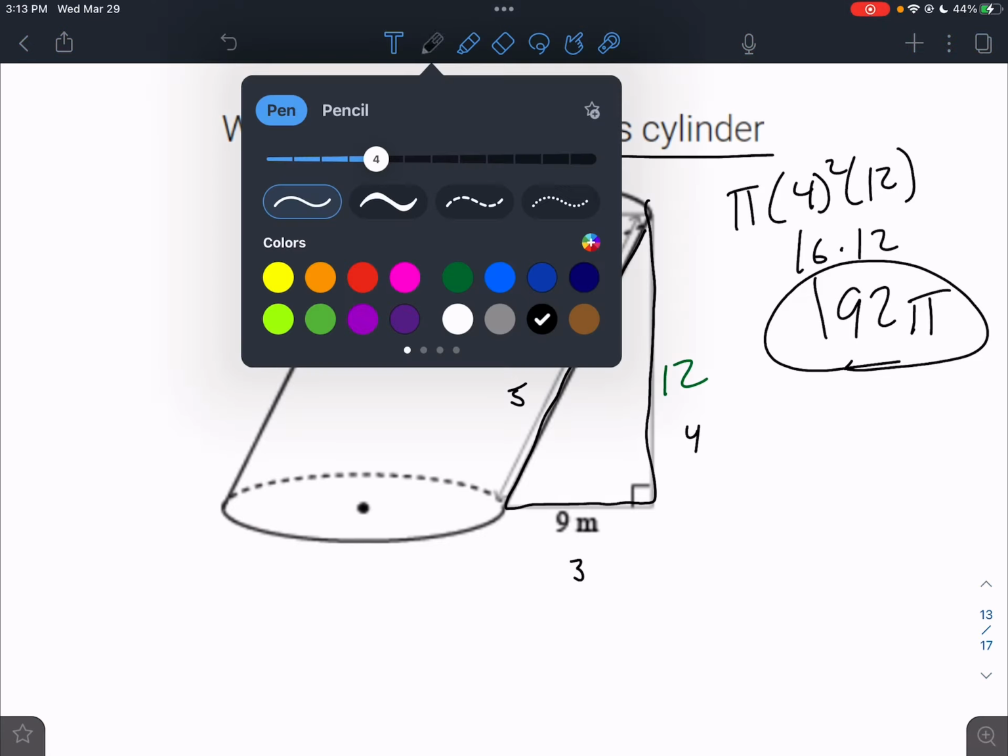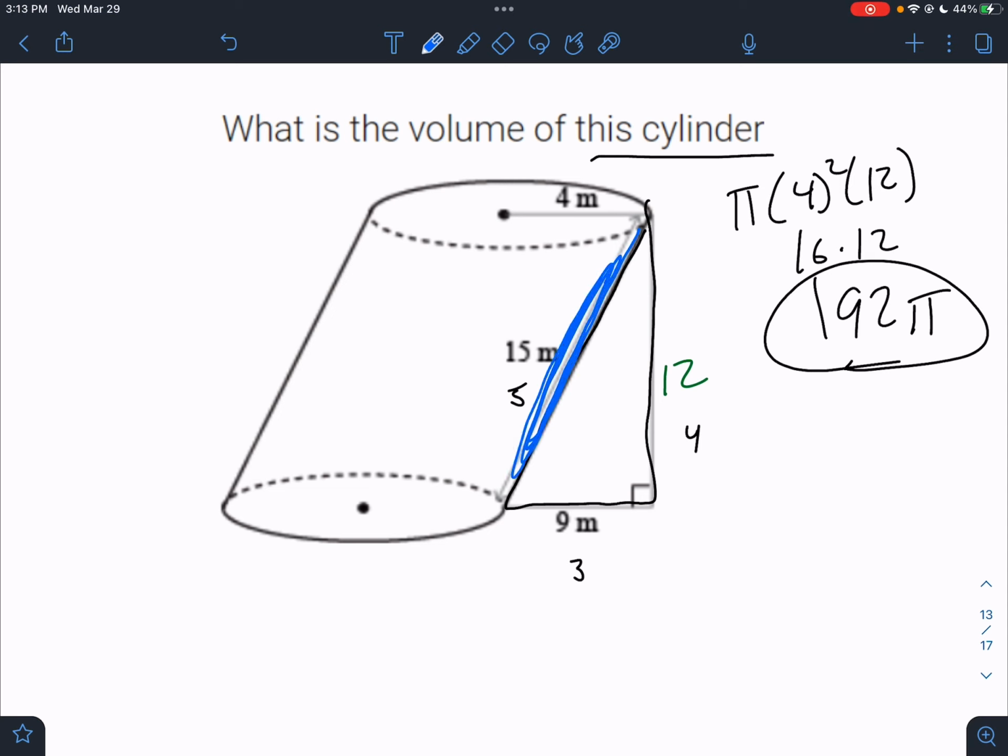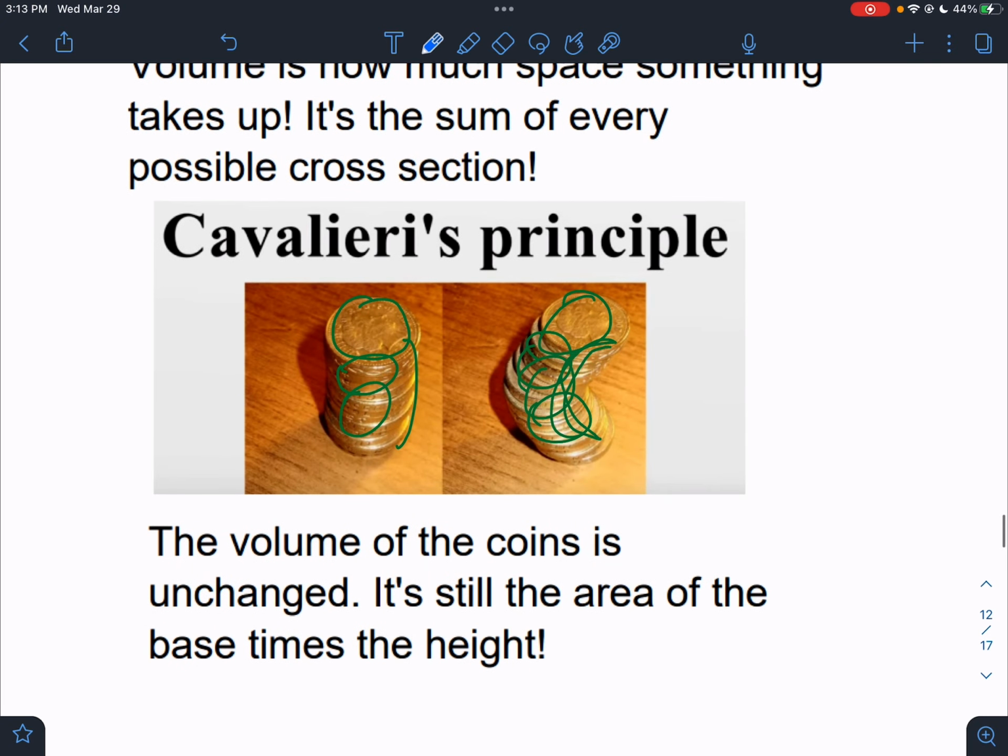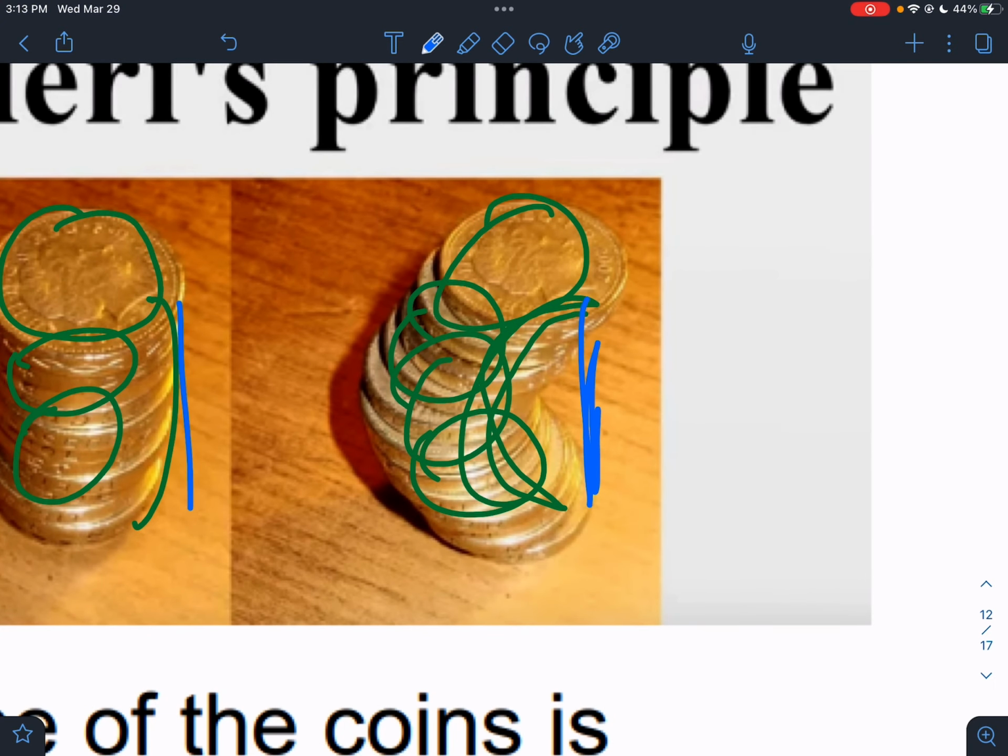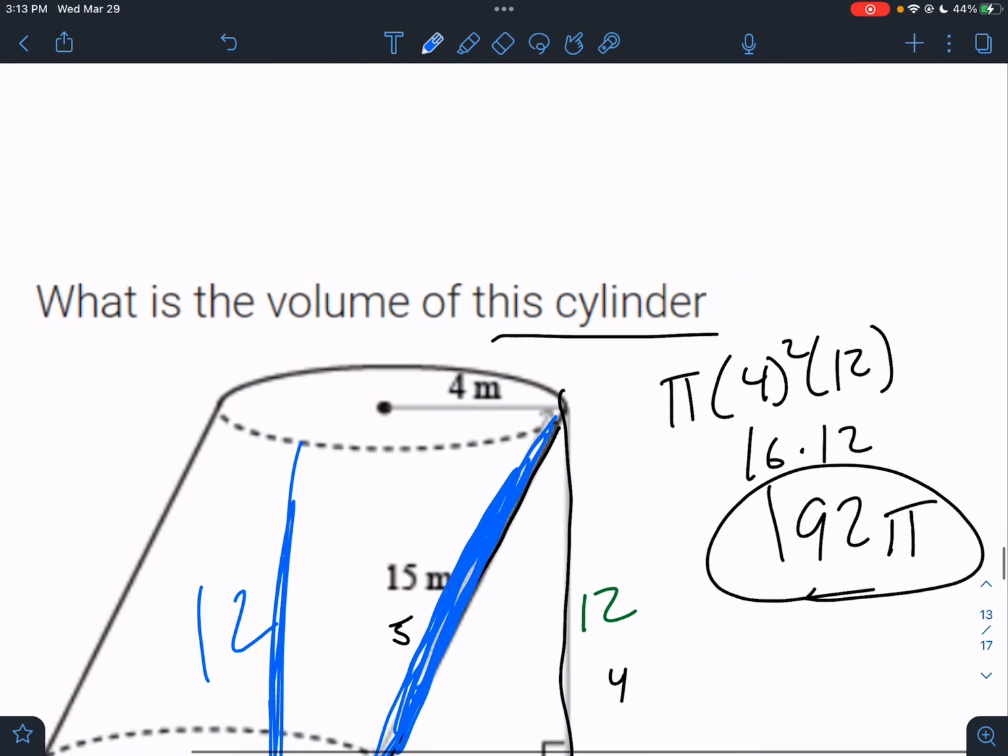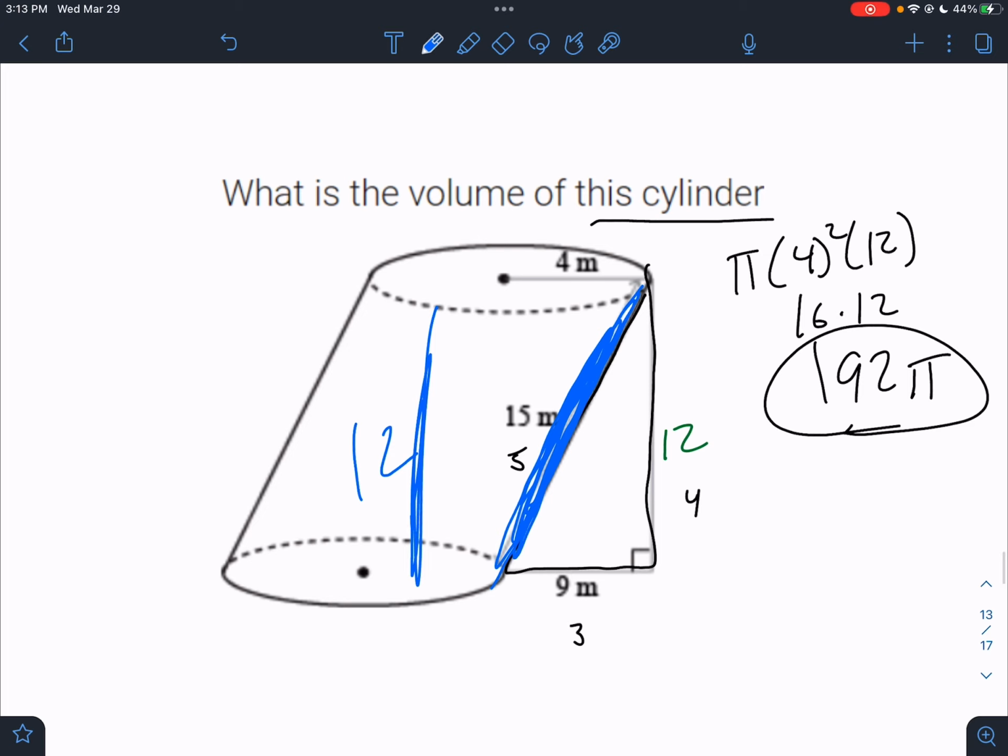What's the thing that everyone does wrong? They use the 15. But what do we know about heights? Heights are the perpendicular distance. 15 is not the height here. 12 is. So you have that same height. Would these be the same height? Is each one the same? Yes, they're going to be the same height even though they're arranged differently. So be careful.